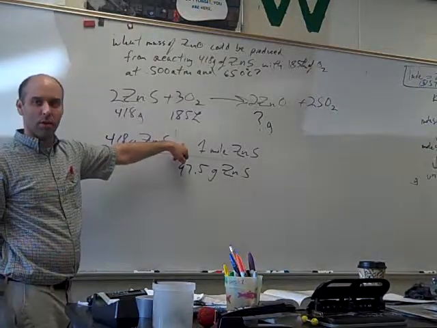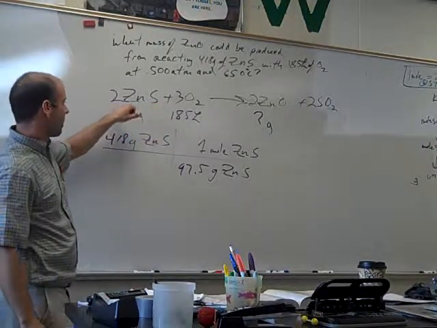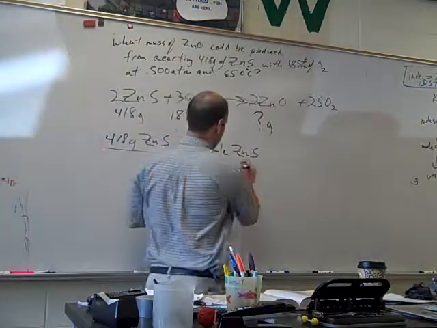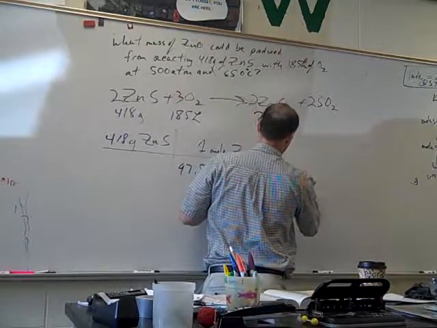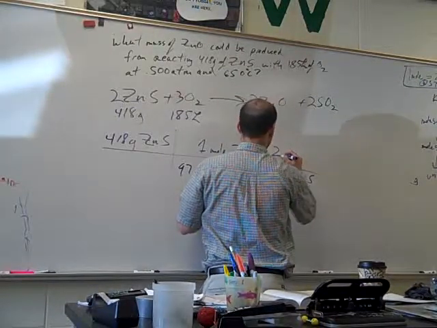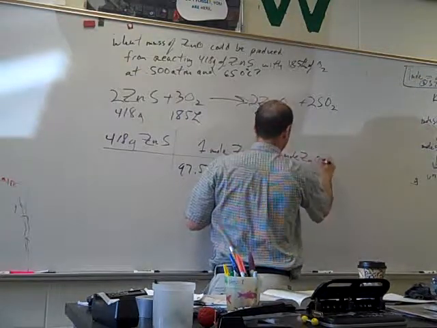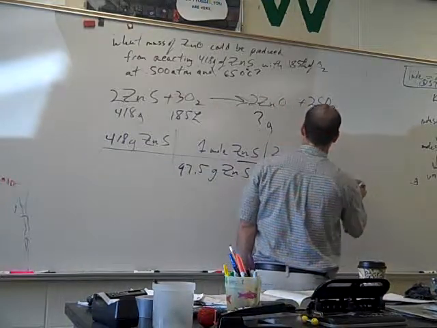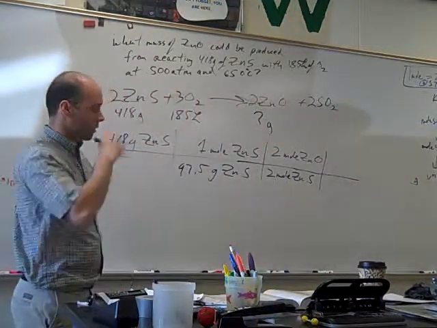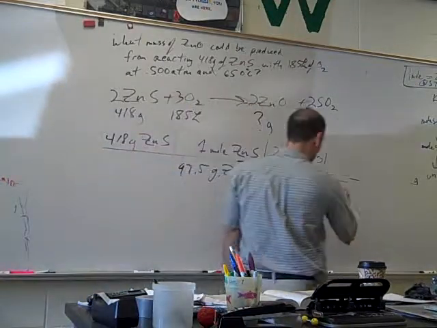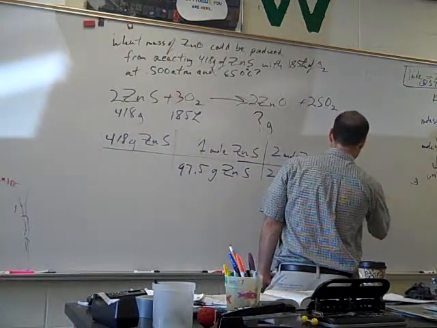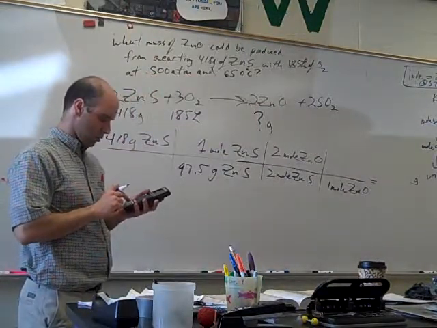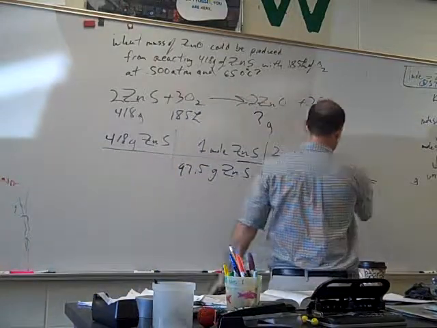Once we have it into moles, then we use the mole ratio in there. For every two of these, I'm going to make two of those. I just like to use these numbers to reinforce where they come from, but if you want to put 1 over 1, that's fine. And then we convert it to what we want to find, and in this case, we want grams. So what does 1 mole of zinc oxide weigh? 81.4.